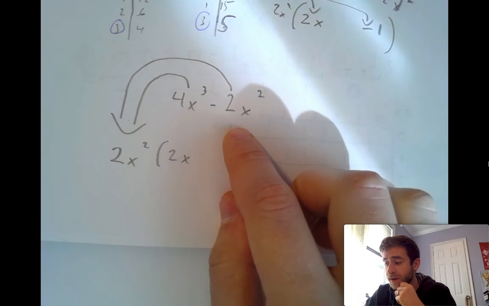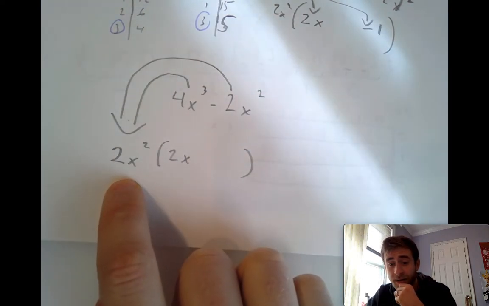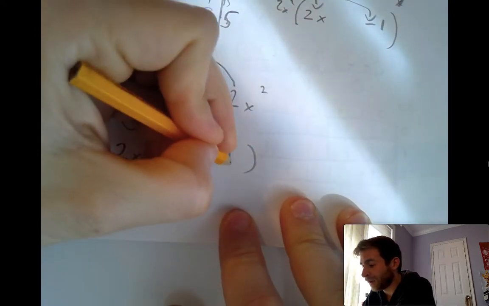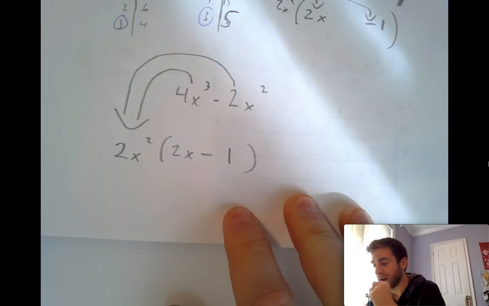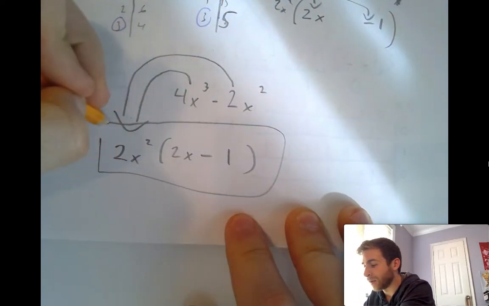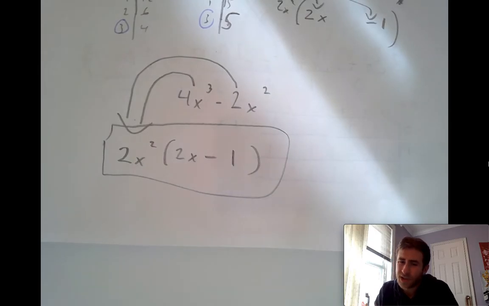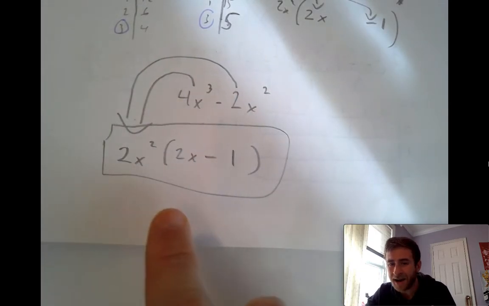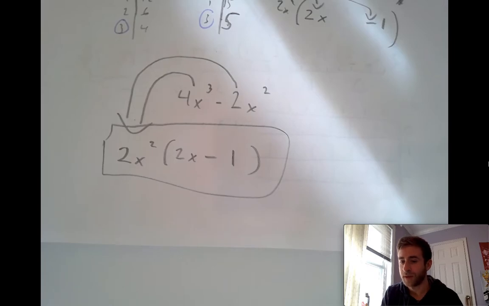2x squared divide out a 2x squared. Anything divided by itself is just going to be a 1. And don't forget to bring that negative along for the ride. And this is how I like to do it. But I'm doing the same thing, it's just a little more visual. But you can see here how this looks like the opposite of distribution.